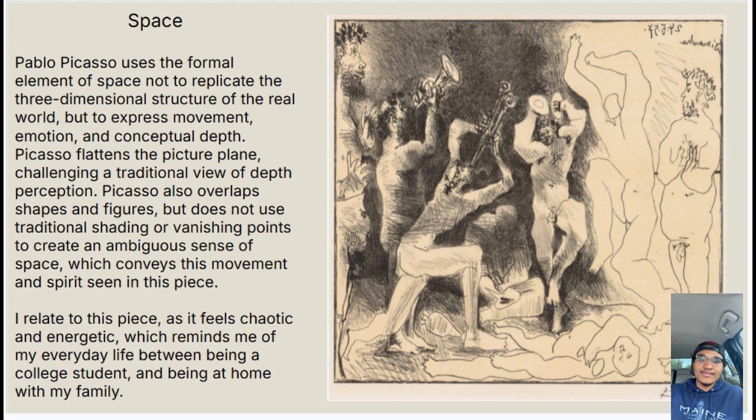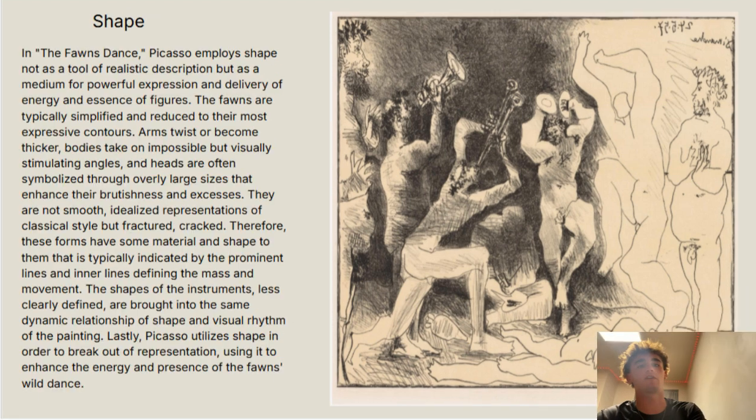In the Fawn's Dance, Picasso employs shape not as a tool of realistic description, but as a medium for powerful expression and delivery of energy and essence of figures. The fawns are typically simplified and reduced to their most expressive contours. Arms twist or become thicker, bodies take on impossible but visually stimulating angles, and heads are often symbolized through overly large sizes that enhance their brutishness and excesses.